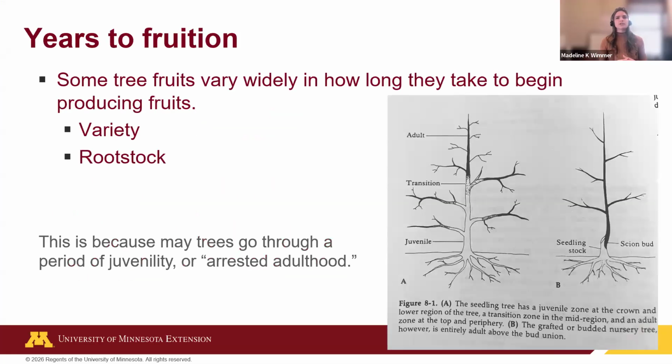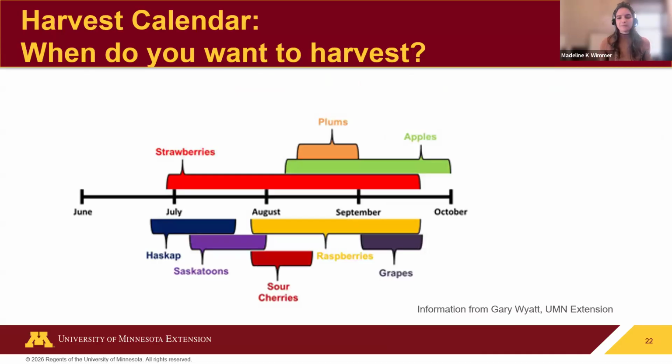And this is just a picture showing two trees side by side, and B would be showing how an apple tree is propagated, where it is actually grafted onto its rootstock. So how long it begins to bear is going to depend on the rootstock that it's on. And we won't go into depth on the concepts of juvenility and arrested adulthood in this talk, but those are some, again, botany kind of nerdy words in there.